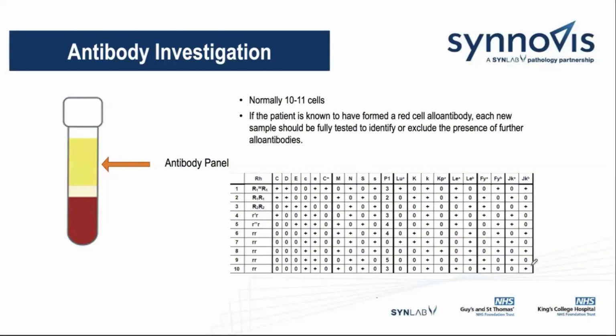As you can see, this is 10 cells, the panel, and it's a lot more complex than the original screen. We should be able to identify any antibodies present from that antibody antigram.